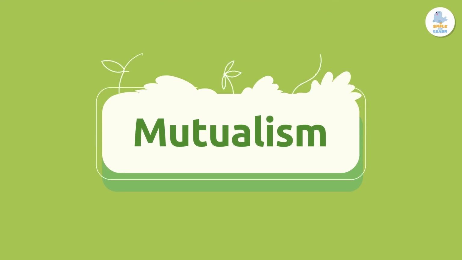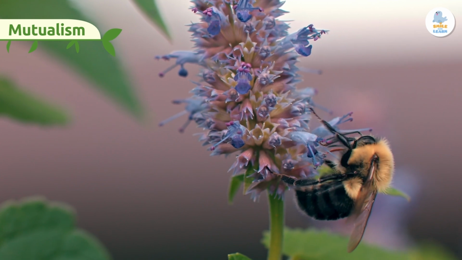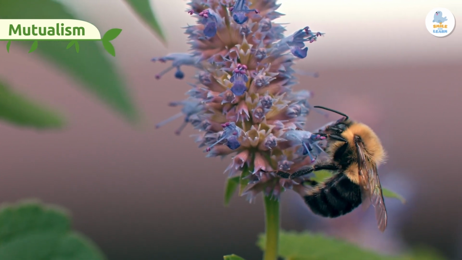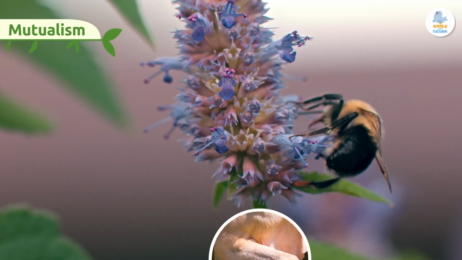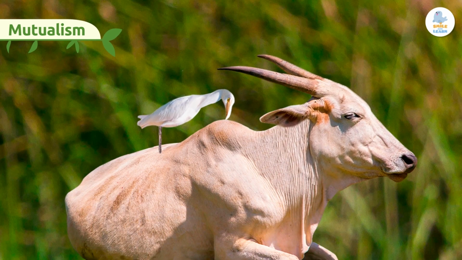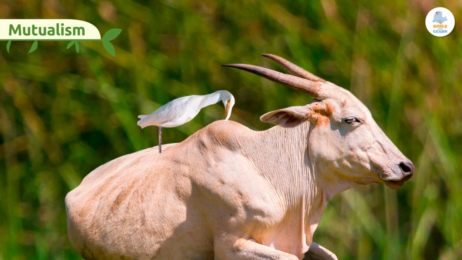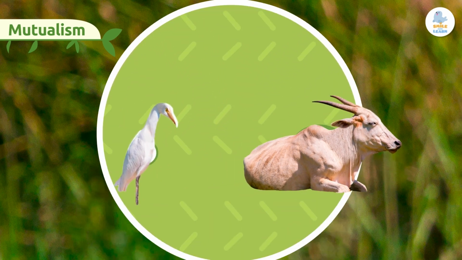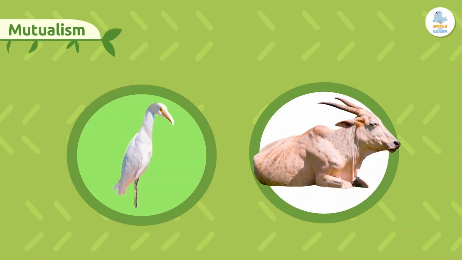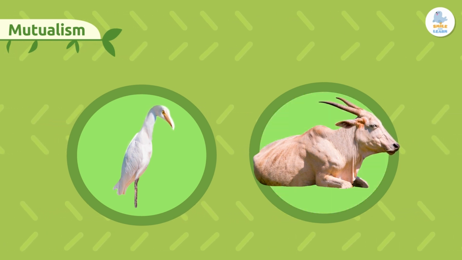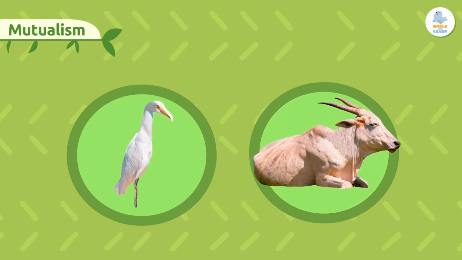Mutualism. In the case of mutualism, both species benefit from the relationship. For example, a bird eating the parasites that infect the body of an ox is beneficial for the bird because it allows it to obtain nutrients. It's also good for the ox, as it avoids any harm that the parasites might cause.